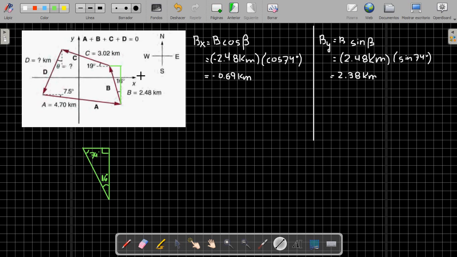Now, we already have calculated all the components of the vectors that we could. Remember that we can't calculate the components of the vector D because we don't have the value of the vector D. In fact, we're not looking for it with this method. No lo estamos buscando por este método. Lo que nosotros estamos haciendo es ver cuál va a ser el desplazamiento entre el punto inicial y el punto final. But now, for that, we need to make the addition of all of the horizontal components. Vamos a calcular la suma de todos los desplazamientos verticales y horizontales también.